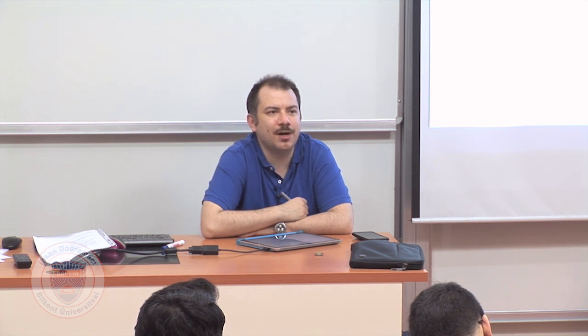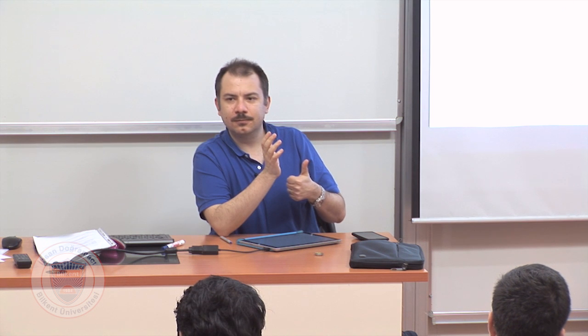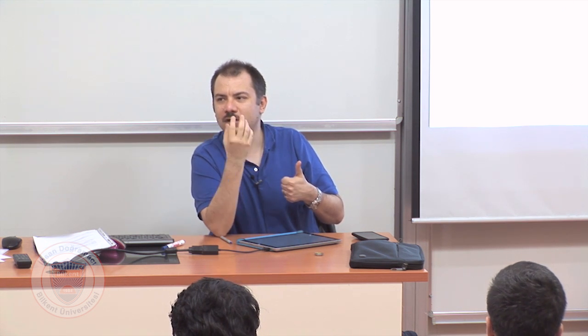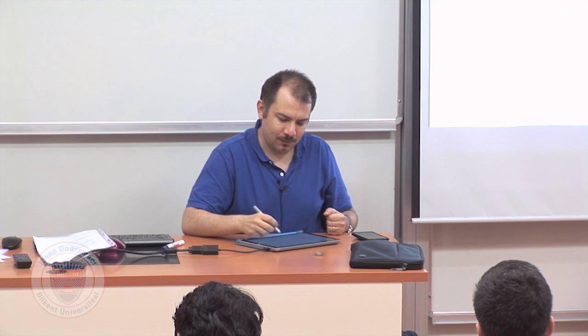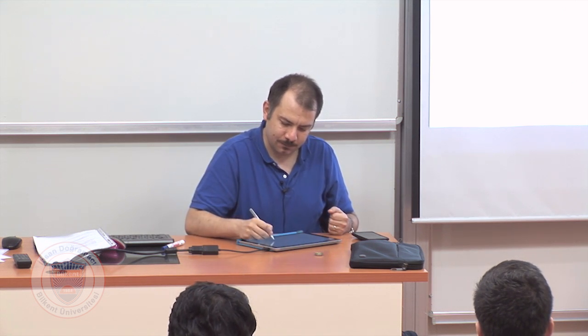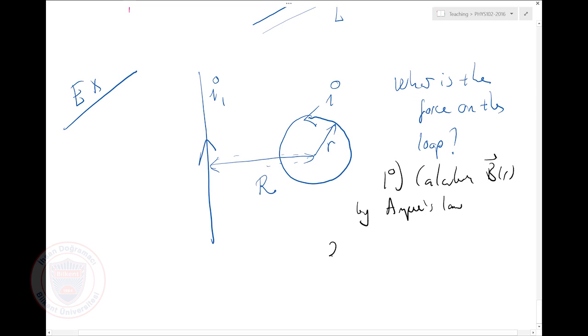Now, this question has two parts. This straight wire is going to create a magnetic field, and that magnetic field is going to create forces on the loop. So I have to do this in two steps. So what would I do? Calculate B of R by Ampere's Law, and then calculate F by taking small sections on this by integrating I dl cross B.